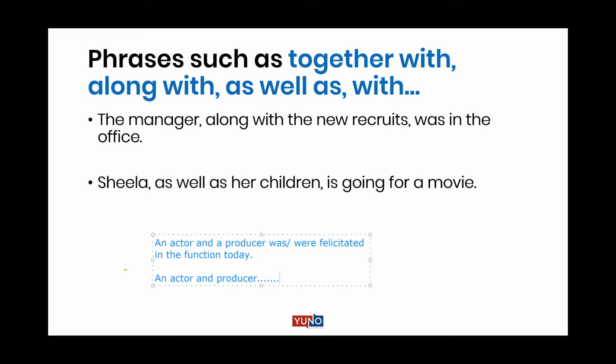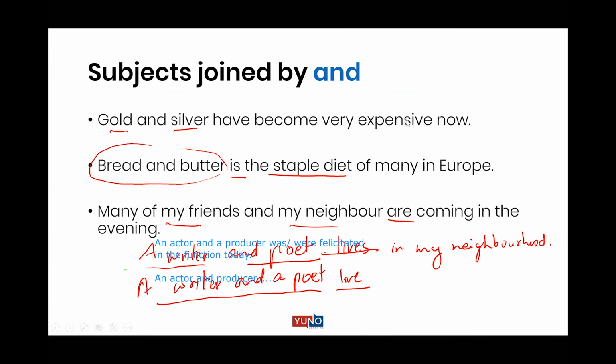Ma'am, can you show the last sentence on that last slide? Just one doubt, ma'am. Could you show me that last slide? Sure, I can go to that. Just wait. Yes. Ma'am, in this, many of my friends and my neighbors are coming in the evening, right? Neighbors should be written, right, ma'am? No, but I'm talking about neighbor, or maybe I've got just one neighbor, so it can be neighbor also.